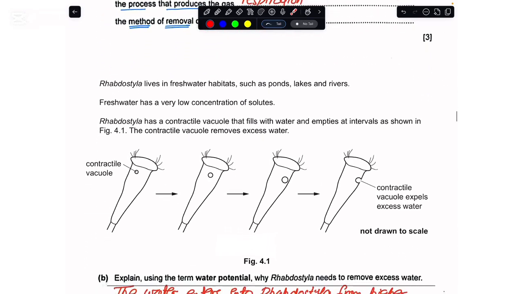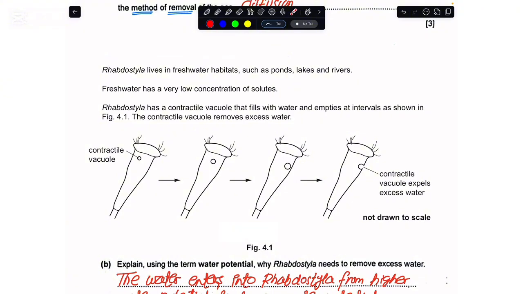If I were to move further to figure 4.1 which they have shown you, the information the examiner is giving is that this Rhabdostyla lives in freshwater habitats such as ponds, lakes and rivers. And this fresh water has a very low concentration of solutes, which indicates that in fresh water the water potential would be high, and that would mean that water would be entering into the body of the Rhabdostyla.